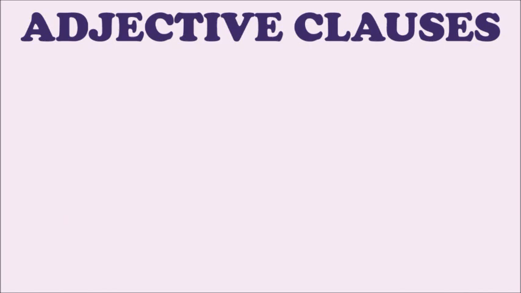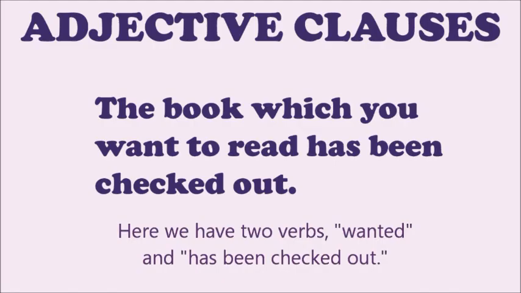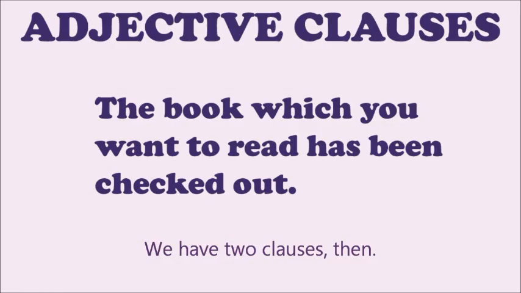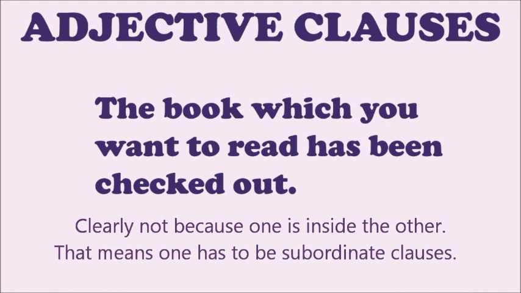Here's a simple example. The book which you wanted to read has been checked out. Here we have two verbs, wanted and has been checked out. You is the subject of wanted, and book is the subject of has been checked out. We have two clauses then. Are both main clauses? Clearly not, because one is inside the other. That means one has to be a subordinate clause.